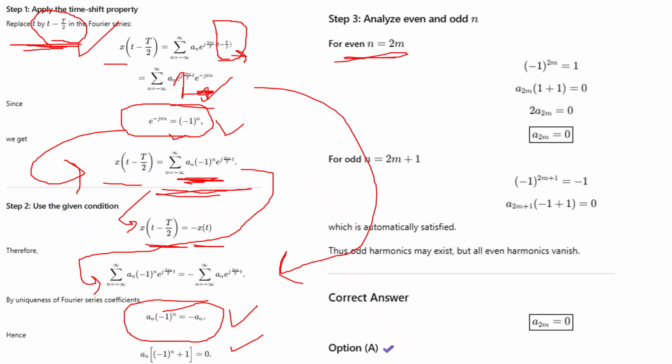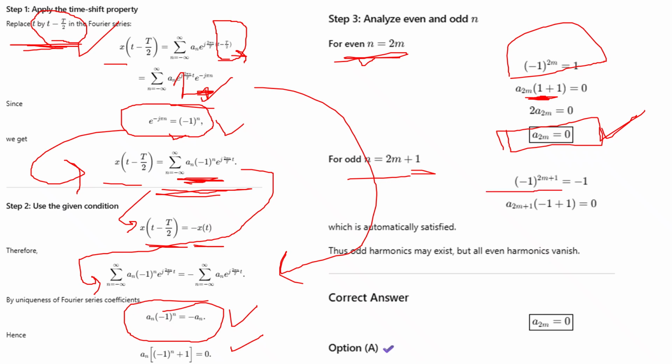Now further, in order to satisfy this, you can check the values of n equal to 2m. In order to vanish the value, it will be true only if a_2m is equal to 0, right? In that case, if n is any even number, then definitely it will also be true, like it will be 0. And similarly for odd, if n is equal to 2m plus 1, odd numbers, in that case also minus 1 to the power 2m plus 1 holds the minus 1, right? So again this is true.